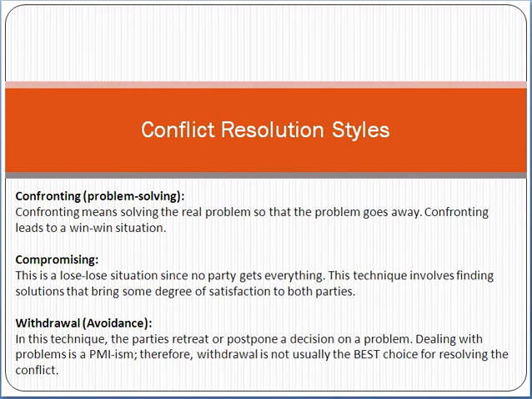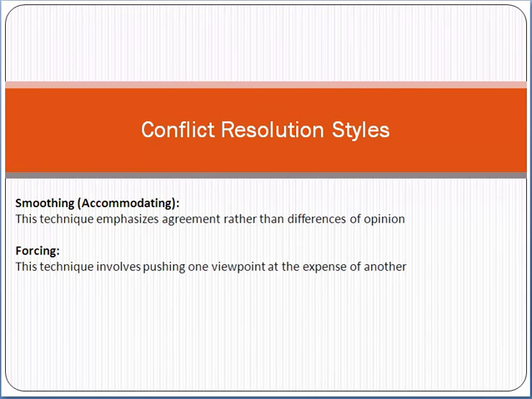Remember one thing, friend, as per the PMI definition, this is not the best solution, that you are avoiding the things. Avoiding means that you are delaying the things, and delaying is not the best solution, because the conflict will exist at its position and you will have to face it some day. So avoidance or withdrawal is not the best solution. Avoidance or withdrawal means that you are delaying the things. Okay, the next one is smoothing.